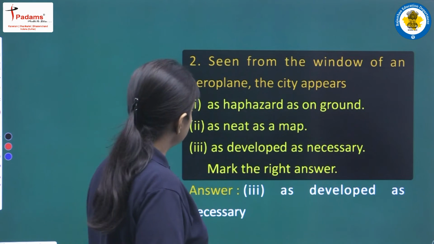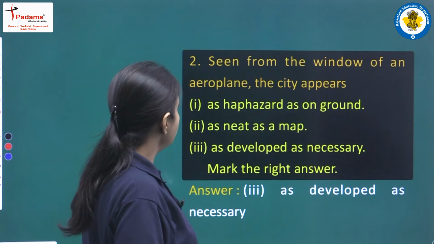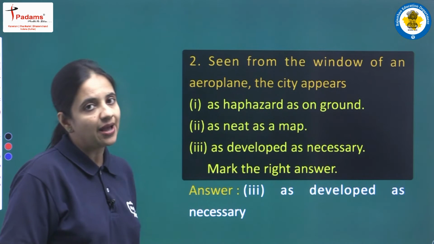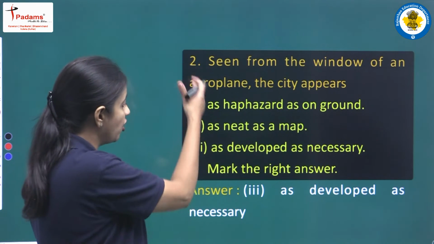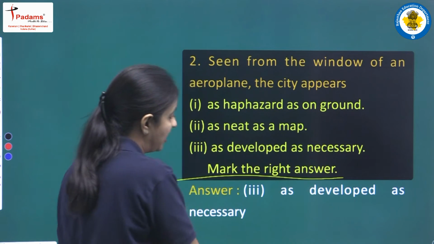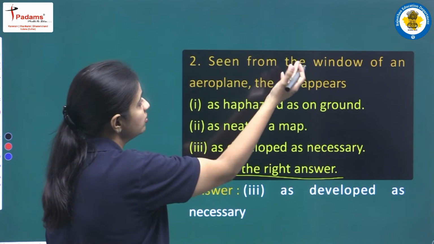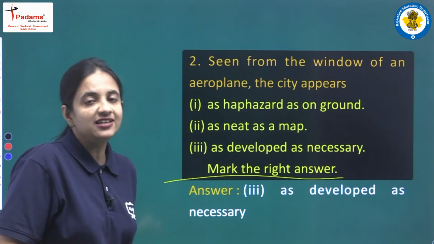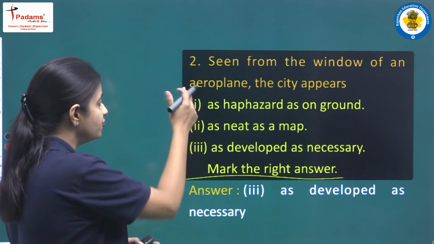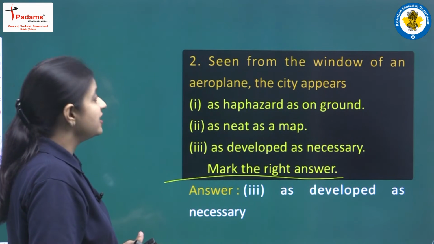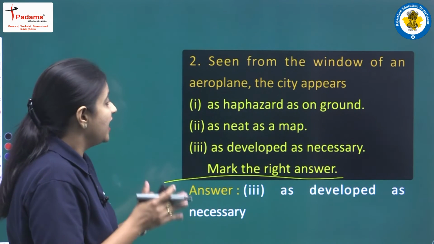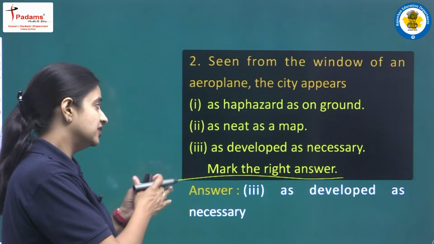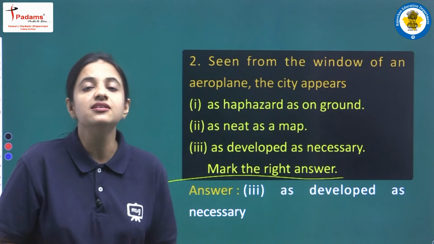Now let's see question 2. Seen from the window of an aeroplane, the city appears. So now we have some options and we have to mark the right answer: when we look outside from the window of an aeroplane, at that time the city appears first as haphazard as on ground, second as neat as a map, third as developed as necessary.